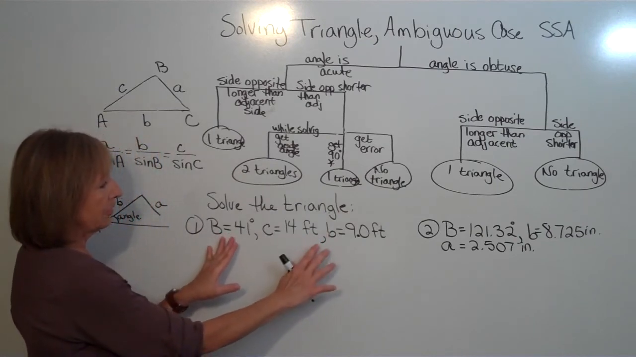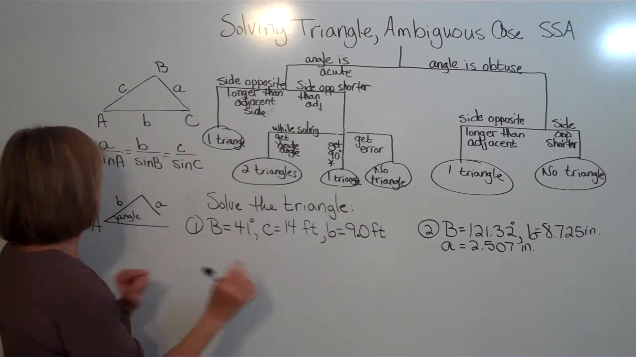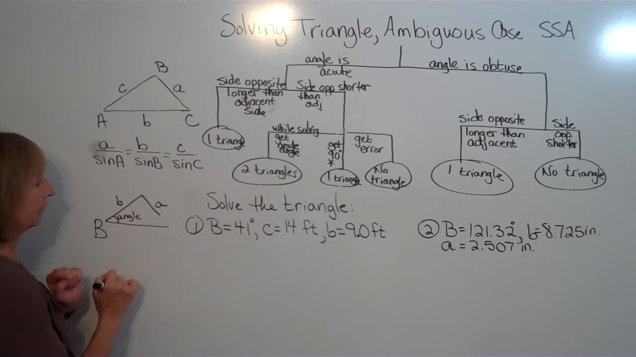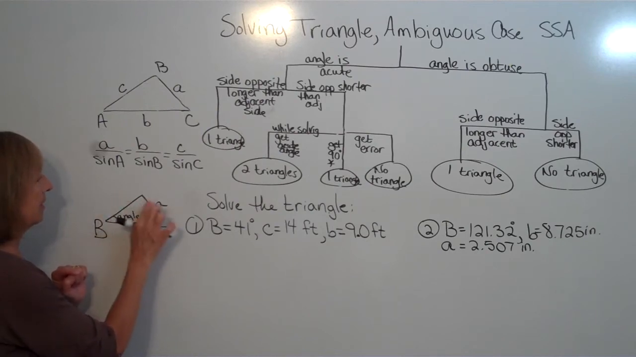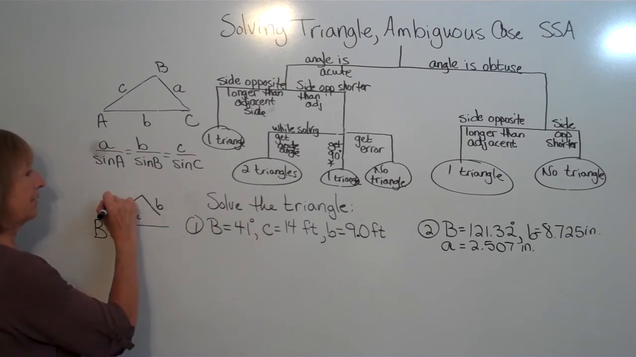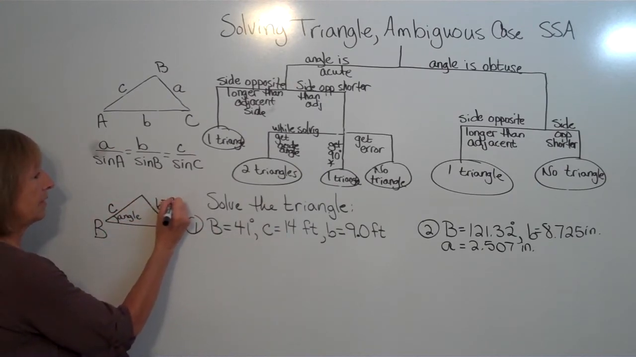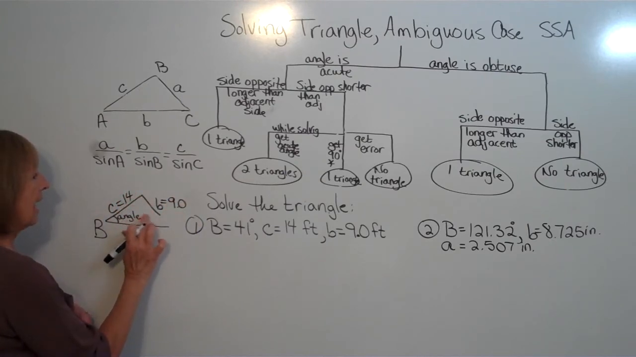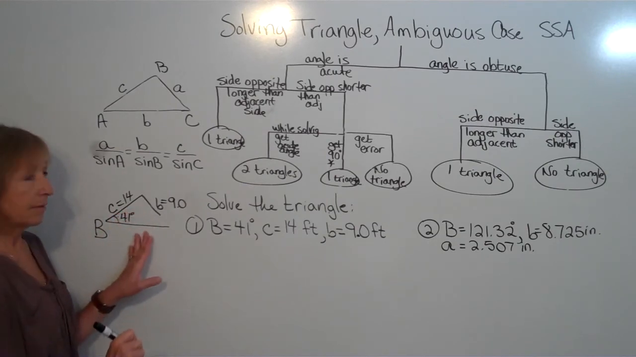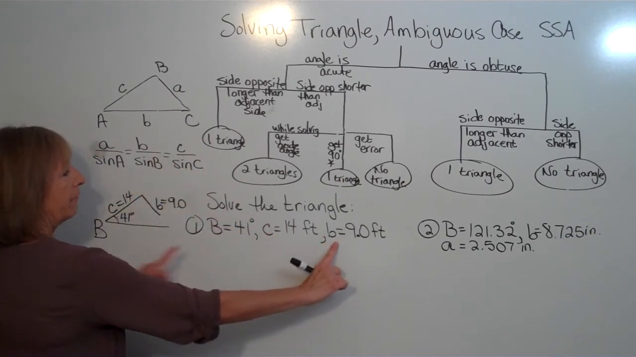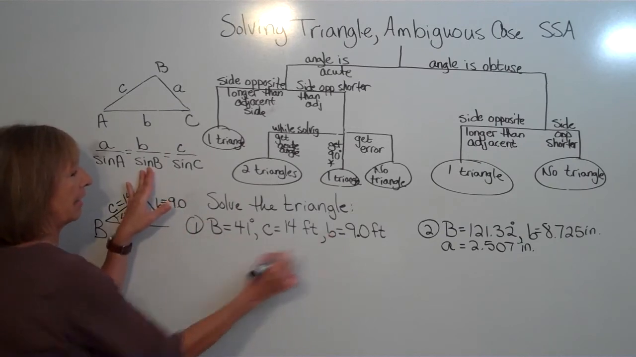And when I'm looking at this, I'm going to use the law of sines. And with the setup of this, I have angle B, and the side opposite angle B is side B, and then I have side C. So B is 9.0, C is 14 feet, and my angle B here is 41 degrees. Just kind of as a setup. Okay, so remember law of sines. I have side B and angle B, so I'm going to use that ratio.